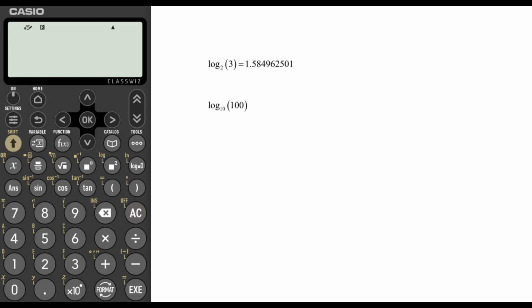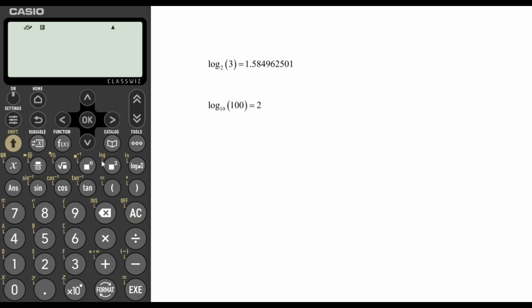Let's take a look at another example. Suppose we want to work out log base 10 of 100. We have log base 10 of 100. It turns out we get 2. There is another way of performing this calculation. We could use the log feature instead.